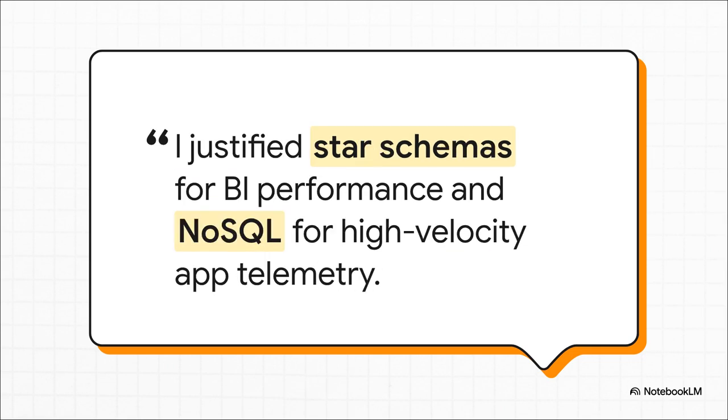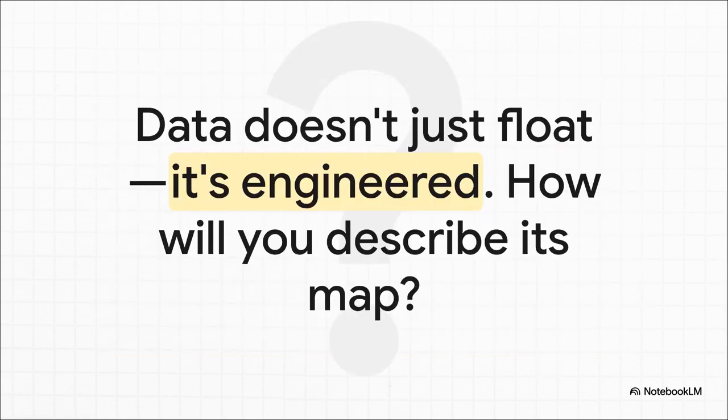And finally, this one just screams, I get it. It shows you understand the right tool for the right job principle. You're justifying a classic star schema because it's great for BI performance, while also justifying a totally different tool, NoSQL, for a use case where it excels, handling tons of fast-moving app data. So, remember this. Data doesn't just float around in the cloud somewhere. It lives in a system that is carefully, thoughtfully engineered. It has a map. After today's explainer, the only question left is, how are you going to describe yours?